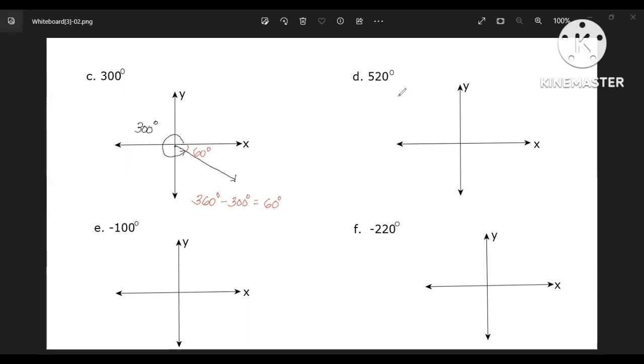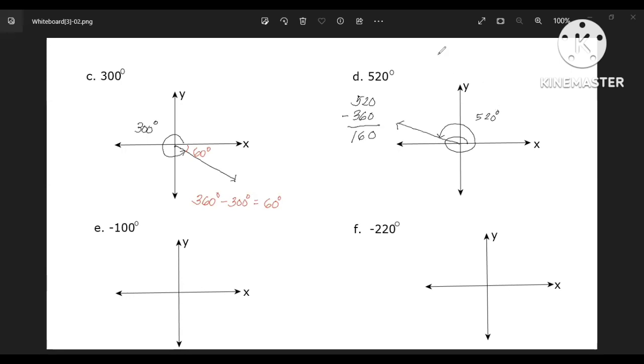Now, let's go to letter D, 520 degrees. Now, 520 degrees is more than one rotation already, no? So, to locate the angle, we need to subtract 360 from 520, no? And the difference is 160 degrees. So, to draw or to construct the angle, okay, the terminal side would be somewhere here, no? So, that is one complete rotation plus 160. So, that's how you construct 520 degrees, no?